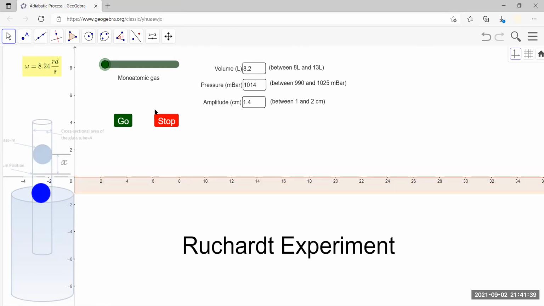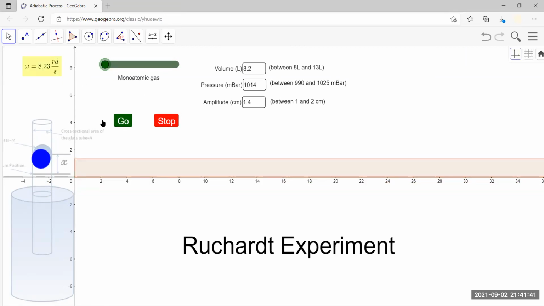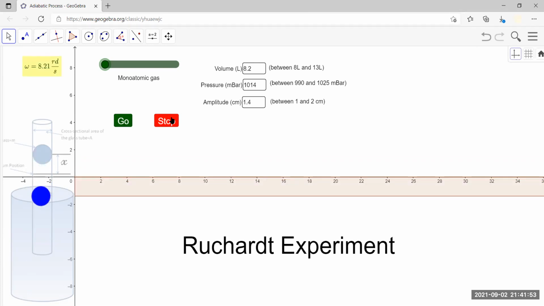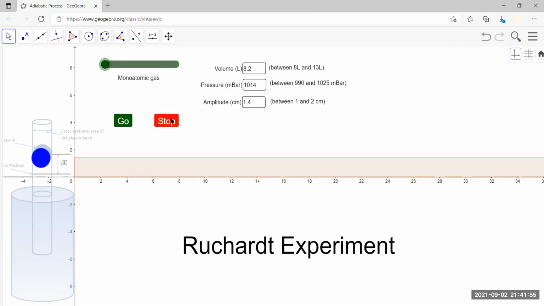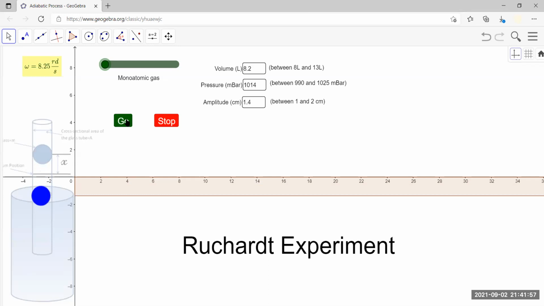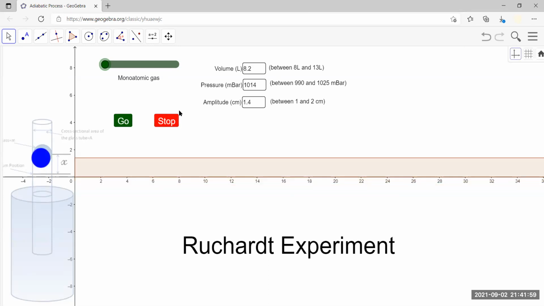8.24, record it in my lab. Stop it. 8.23, stop it. 8.23, stop it. 8.21, stop it. 8.21, stop it. You may need to take a little bit of time in here, okay? 8.25 and so on and so forth. So it's giving me several values for a monoatomic gas.